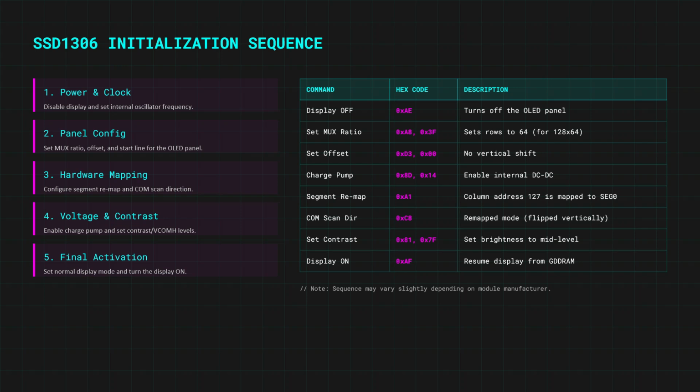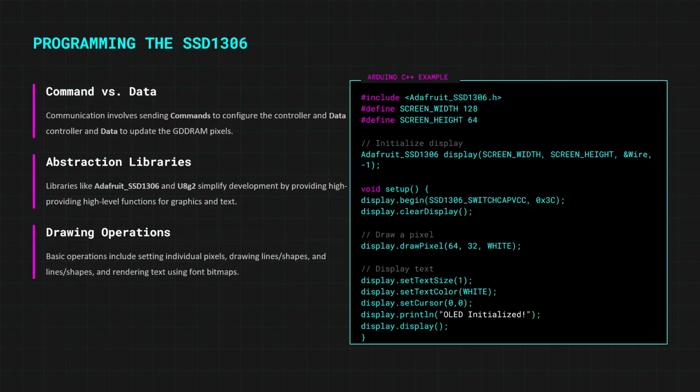The initialization process typically begins by disabling the display, configuring hardware parameters, enabling the internal voltage generation circuit, and finally turning the display on. This command-based configuration ensures that the display operates with the correct resolution and brightness settings. Let's move to the next slide.